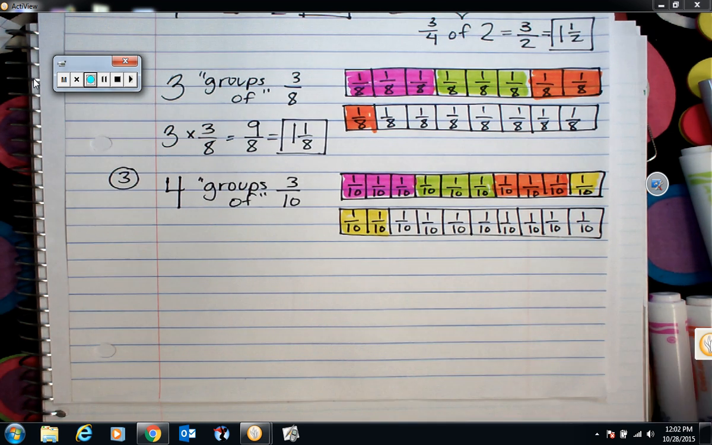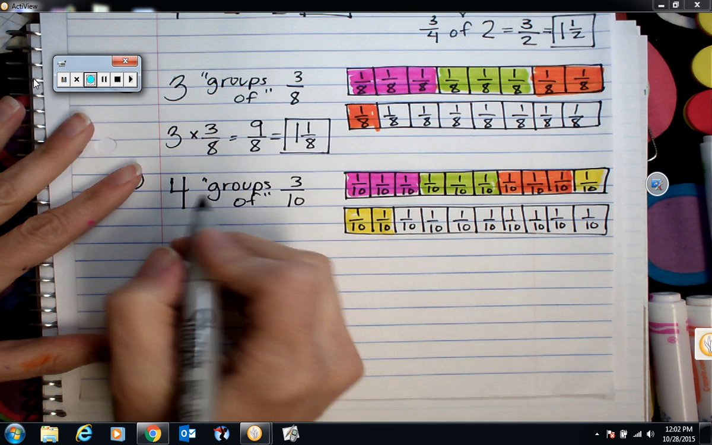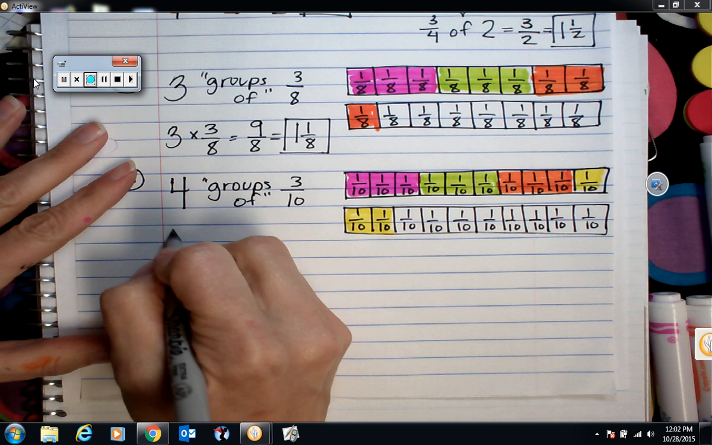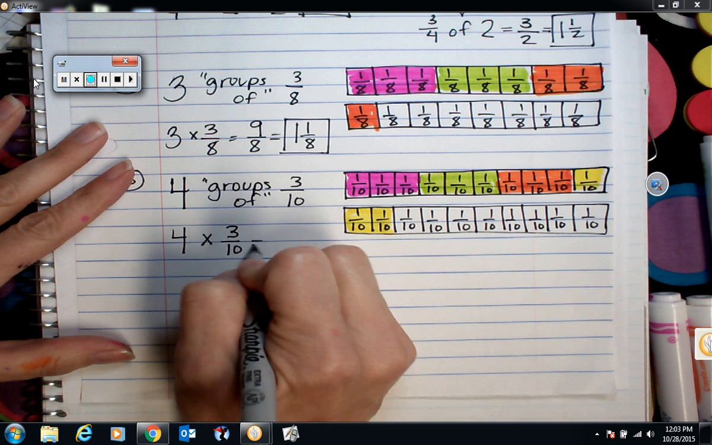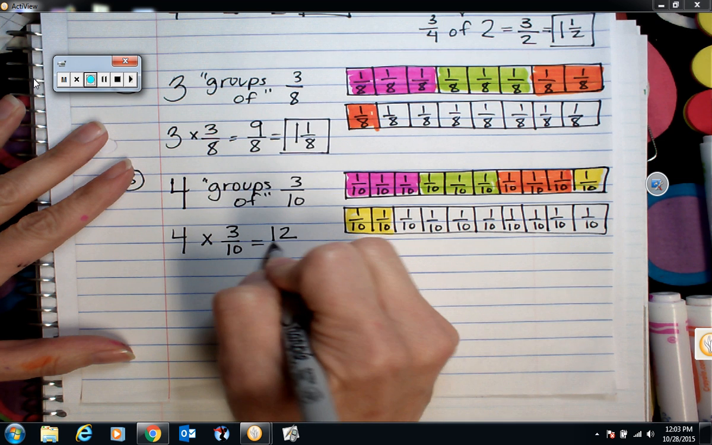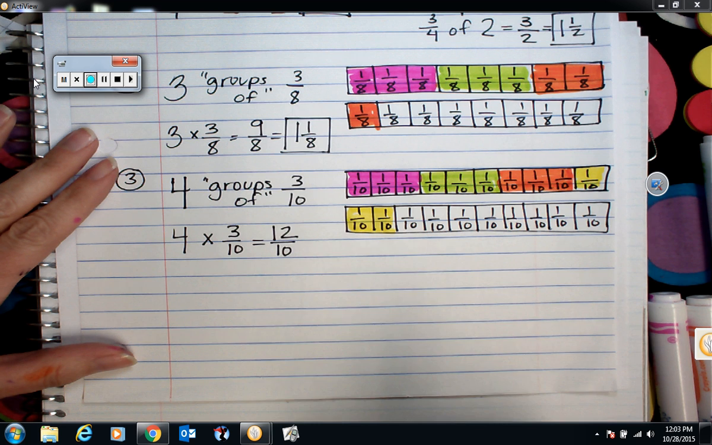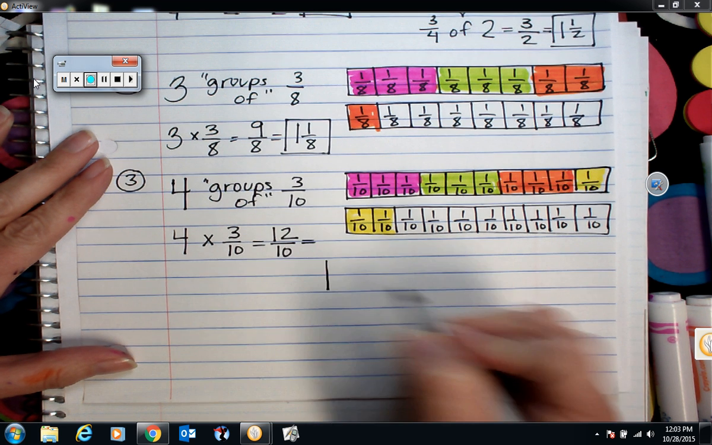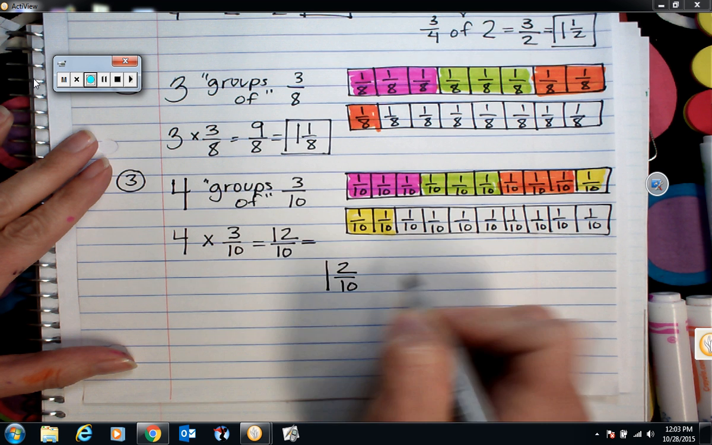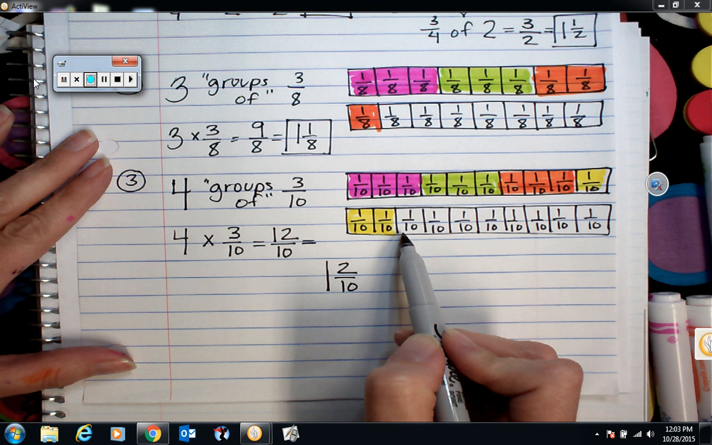Now I can see that total, I have 4 groups of 3/10, which is 4 times 3/10. That's a total of 12/10 I have shaded. And then I can go ahead and simplify that improper fraction. 10 goes into 12, 1 whole time with 2/10 left over. And I can see the picture here of 1 whole and 2/10 more that are shaded.